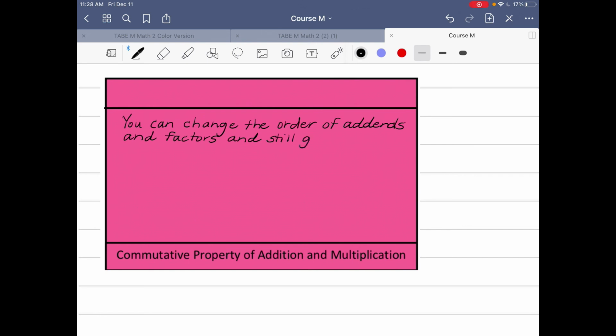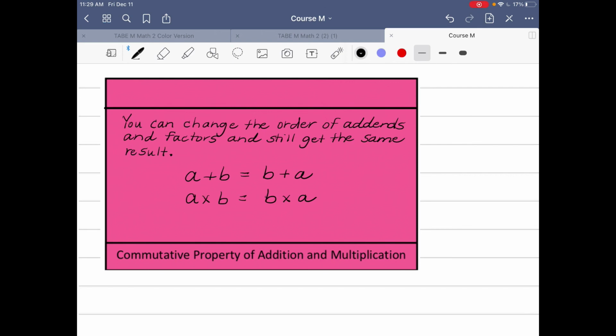This is very similar to the one we just did. A plus B is exactly the same thing as B plus A. A times B is exactly the same as B times A. Same thing. The order doesn't matter because you're building up.